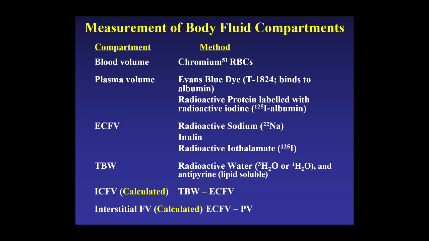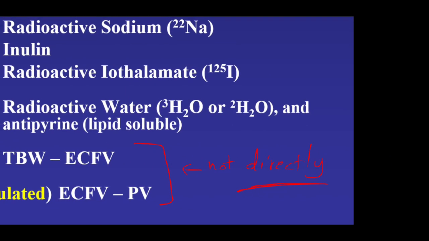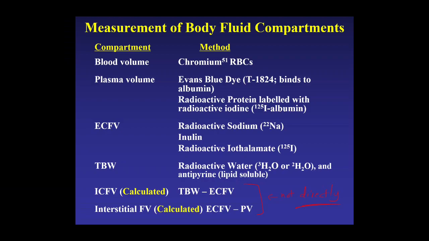There are two things I cannot determine directly or measure. One of them is the intracellular fluid volume, because I do not know of any substance that will only go to the intracellular fluid compartment. So therefore, I cannot measure that. I also do not know of any substance that will only go to the interstitial fluid volume. So therefore, these two can be calculated. You cannot measure them directly. How do I calculate them?